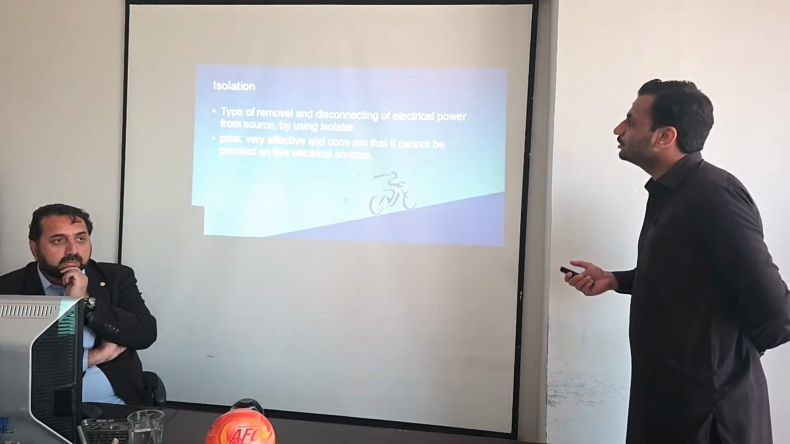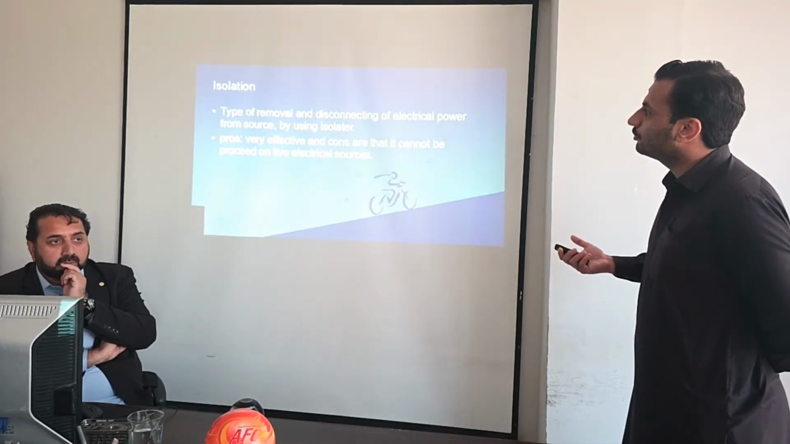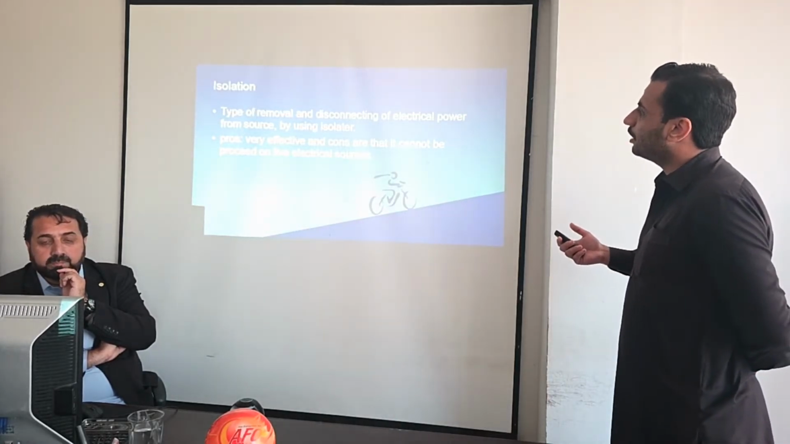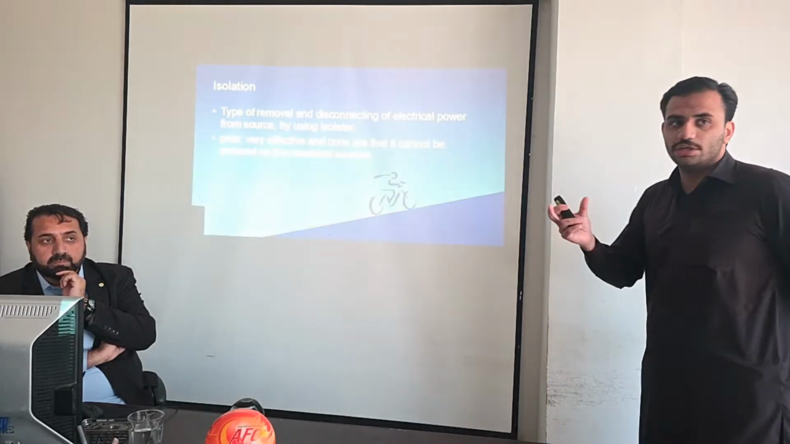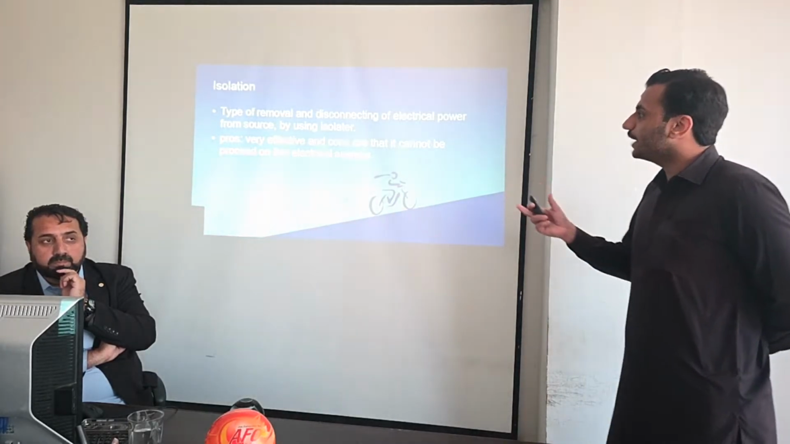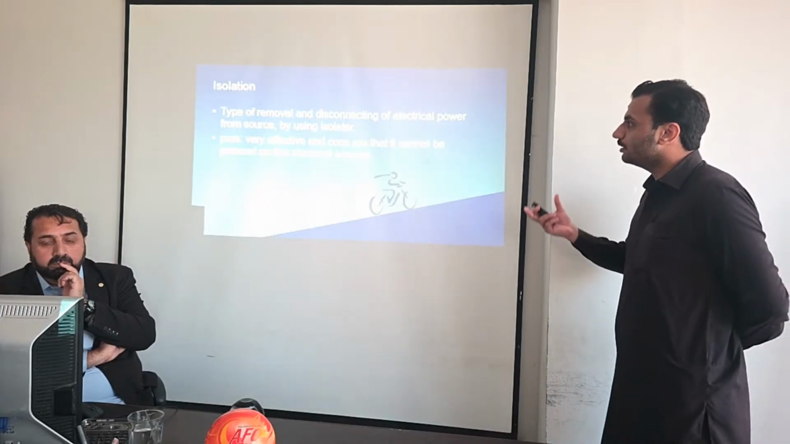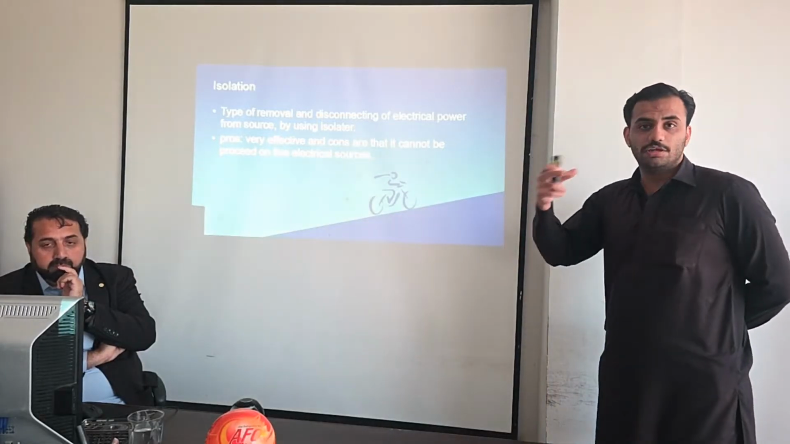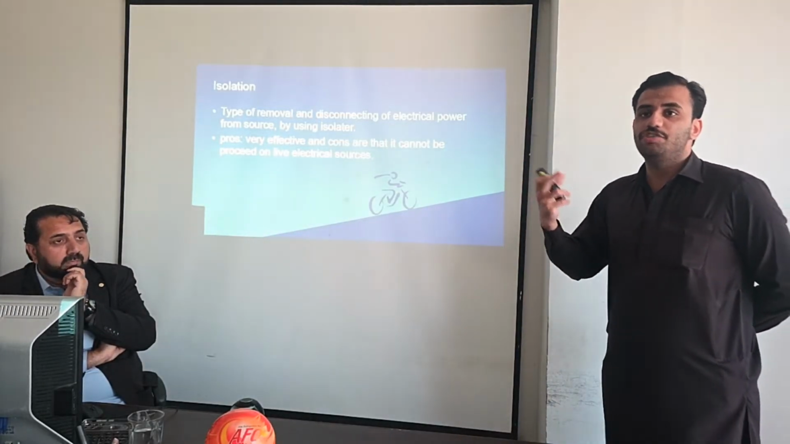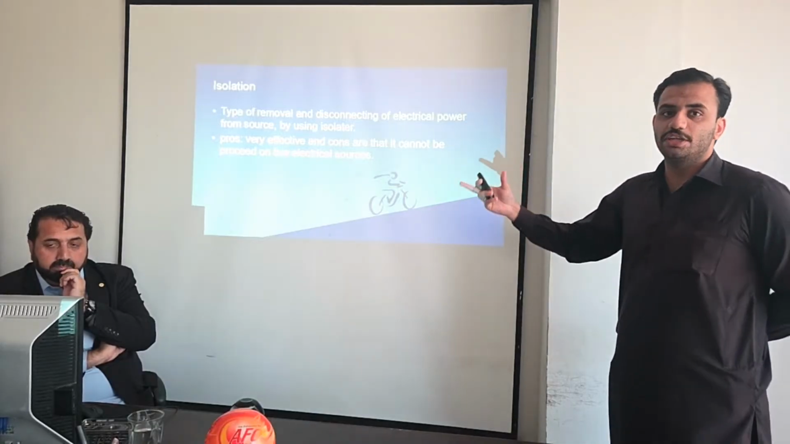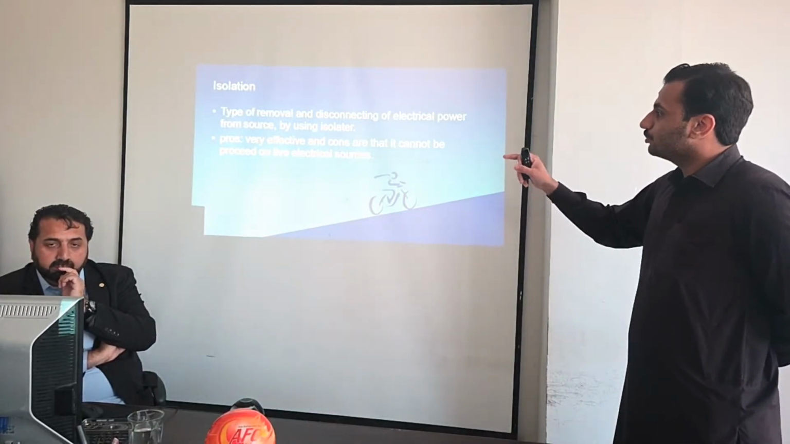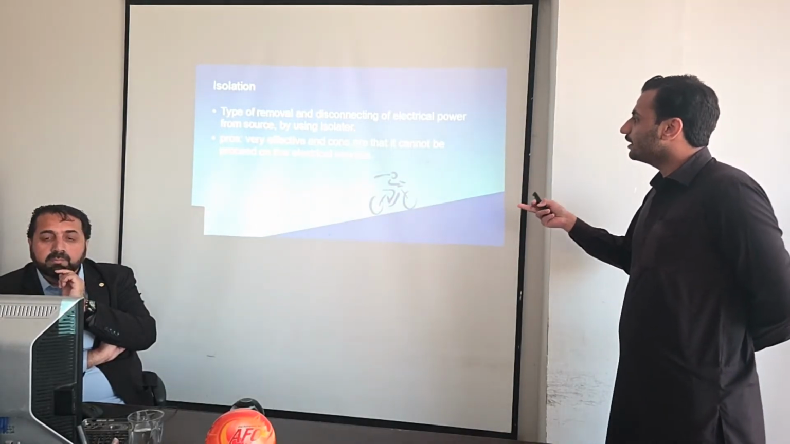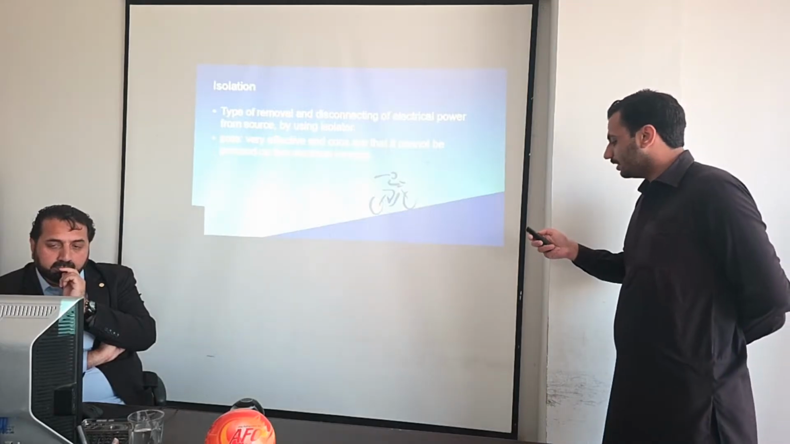So what is isolation? It is also a type of control measure for electricity. It is the removal and disconnecting of electric power from the source by using an isolator. An isolator is basically a device which disconnects if there is an electric power fault, and it mainly disconnects from the source. In households we use the word trip. So we use isolation there. That's why some fuses are tripped there. So what are the pros of isolation? It is very effective, and the con is that it cannot be applied on live electrical sources.